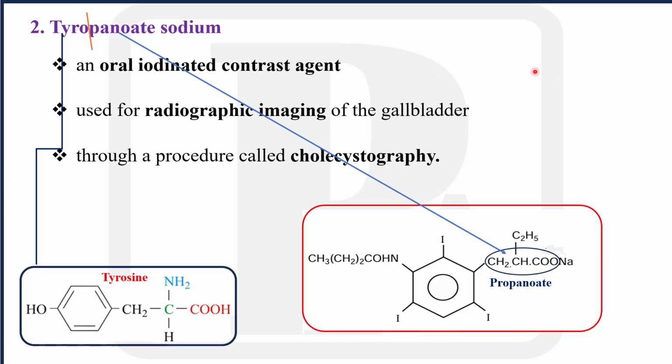So it is used as an oral iodinated contrast agent that is used for radiographic imaging of the gallbladder by means of the procedure called cholecystography. So 2 agents we have seen.